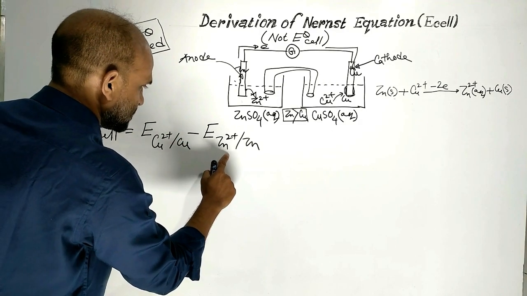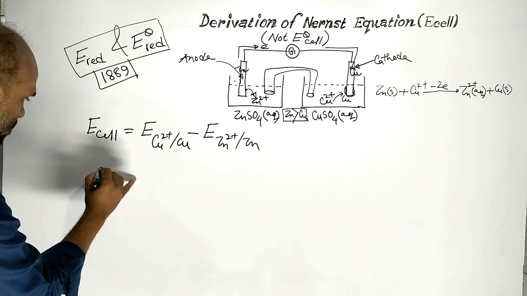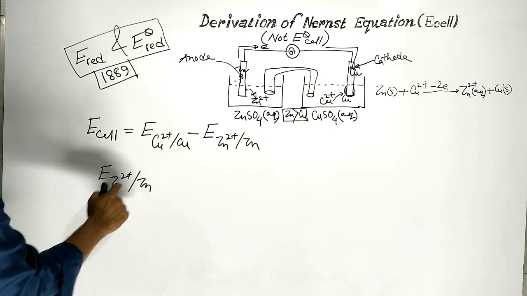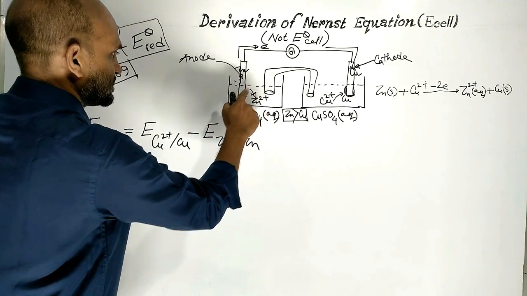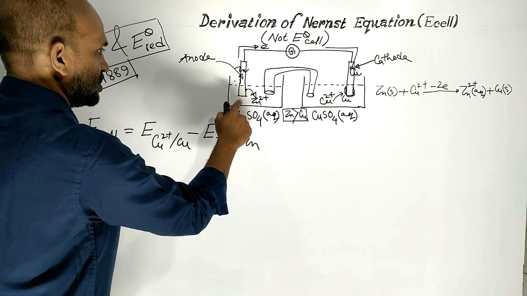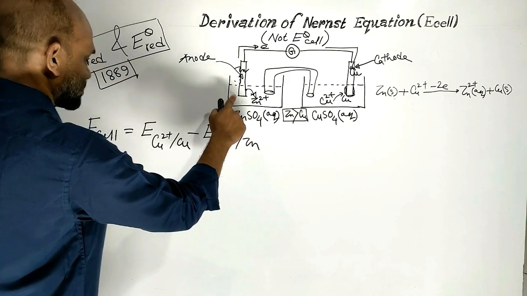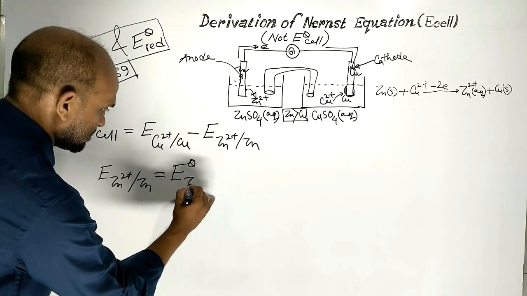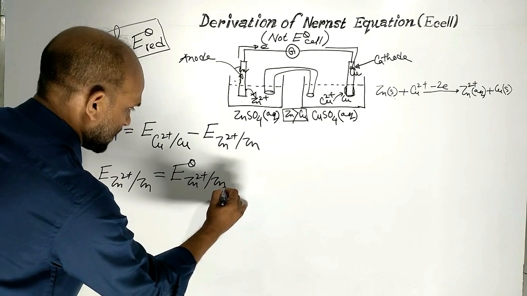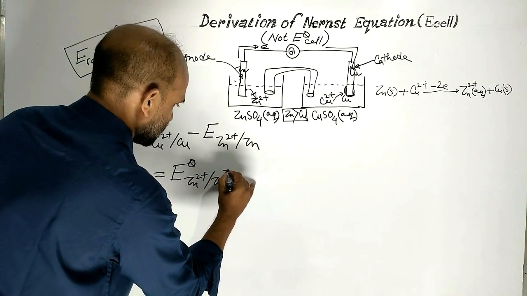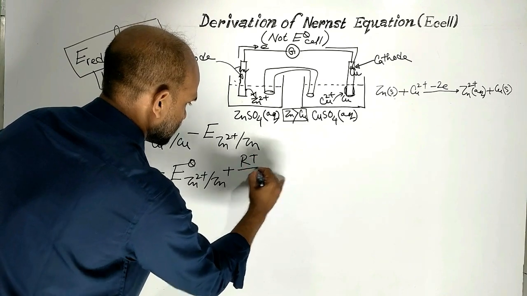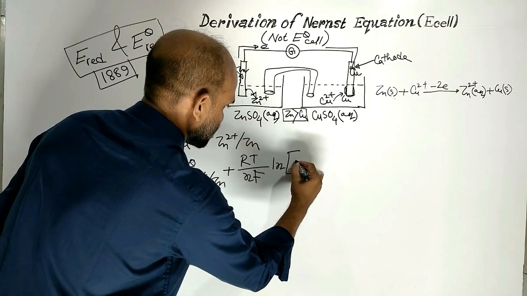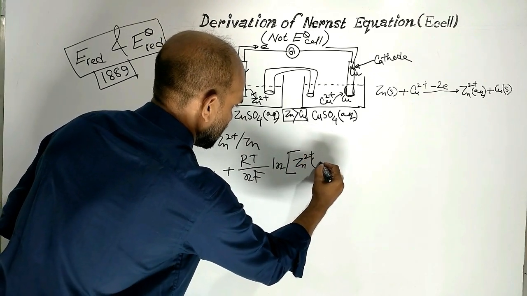First of all, let us see this non-standard state reduction potential of anode. Here, when the cell is in non-standard state, then what will be the reduction potential of zinc electrode? The relation is standard state reduction potential of anode, which is known, plus RT by NF, then ln concentration of zinc ion.